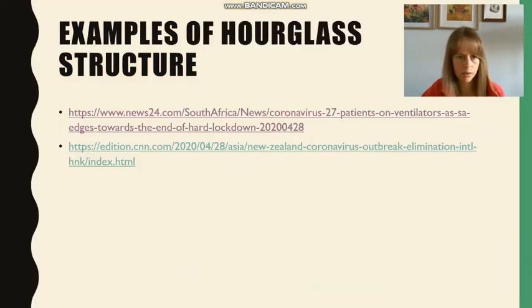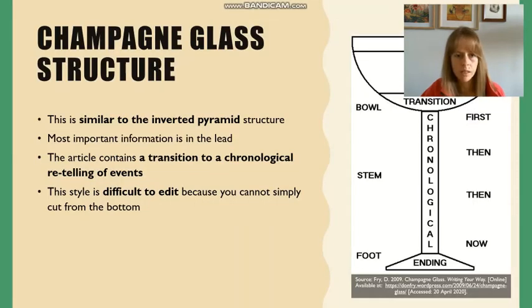The third structure that you need to know about, so there's some examples of the hourglass if you want to follow them up. The third structure is the champagne glass structure. All right. So in the champagne glass structure, again, it starts like the inverted pyramid structure. So it starts with a lead and it goes down to the less important information. But with this one, there is a transition to a chronological retelling of events. So when we say something is chronological, that means that it is ordered, it's put in the order in which it occurred. Okay, so there's some type of timeline that's happening.